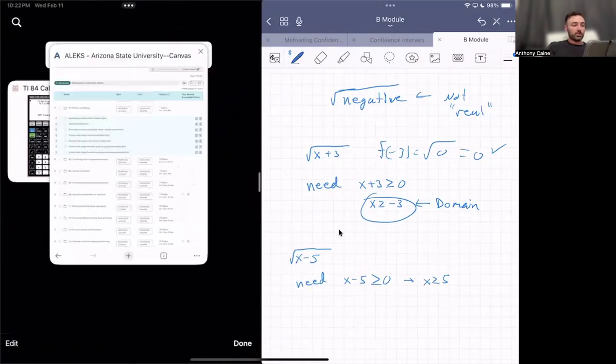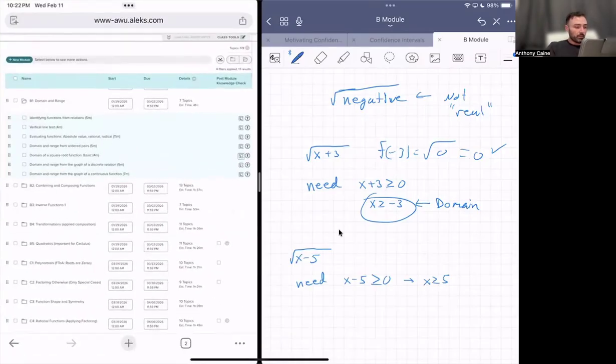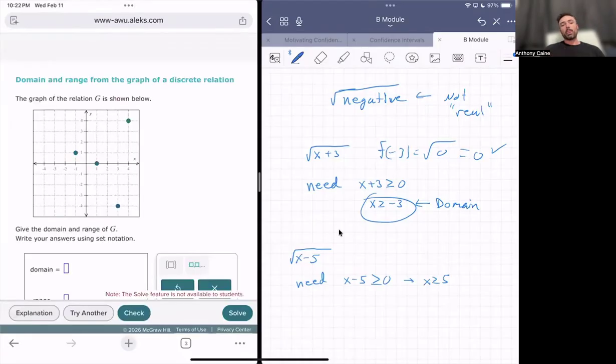I could show you something more interesting. Okay, I will talk a little bit more about the square root function before we do the next problem.